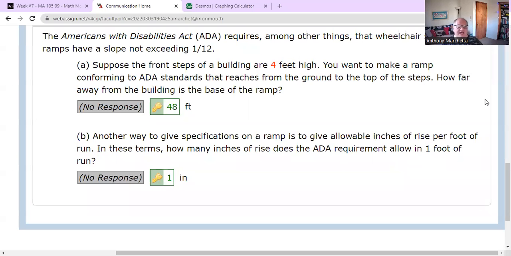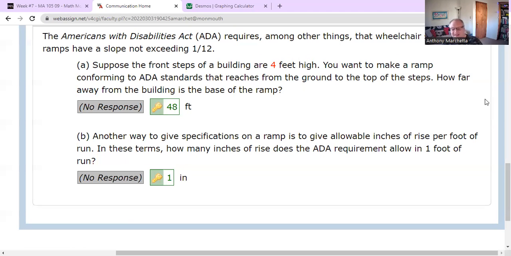So for this one, we're saying the Americans with Disabilities Act requires, among other things, that wheelchair service ramps have a slope not exceeding 1/12. Suppose the front steps of a building are 4 feet high. You want to make a ramp conforming to ADA standards that reaches from the ground to the top of these steps. How far away from the building is the base of the ramp?